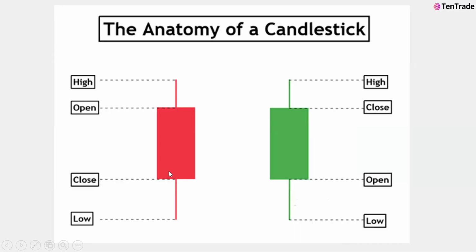So, candlestick anatomy. Okay, so these candles exist in different time frames. There are different trading periods in the market, ranging from 1 minute, 5 minutes, 15 minutes, 30 minutes, all the way to monthly time frames.